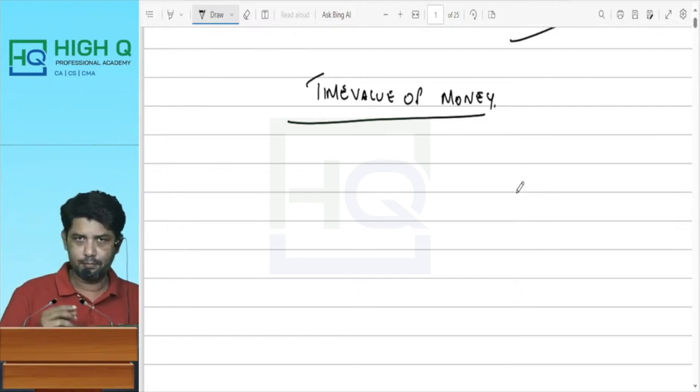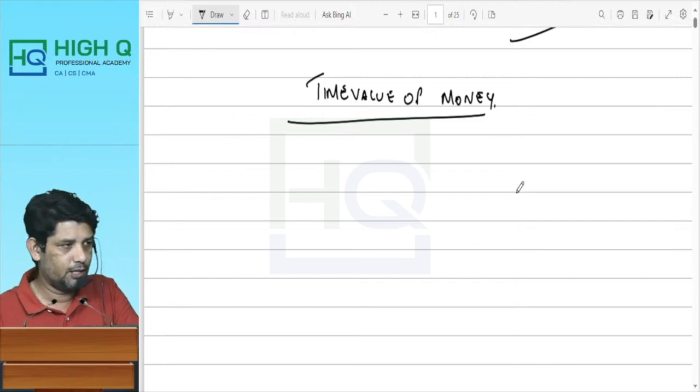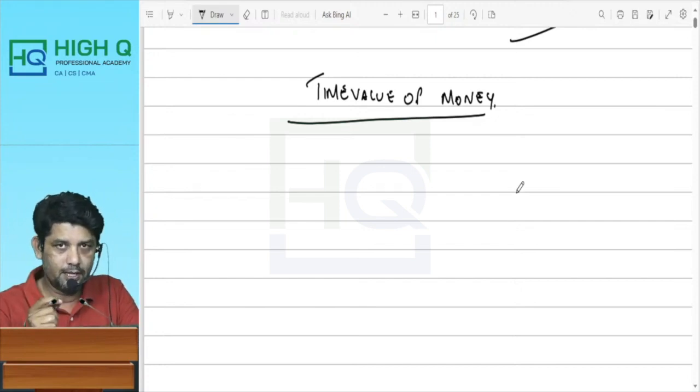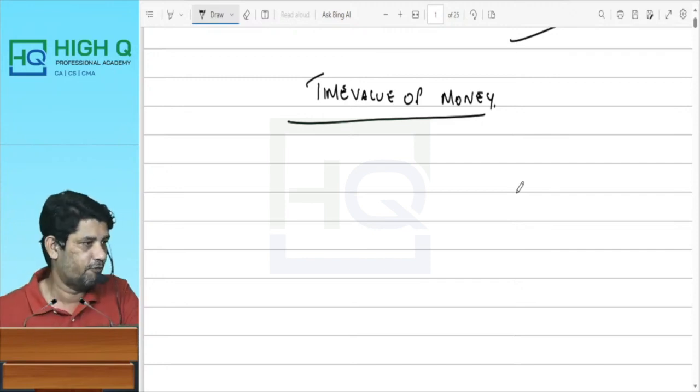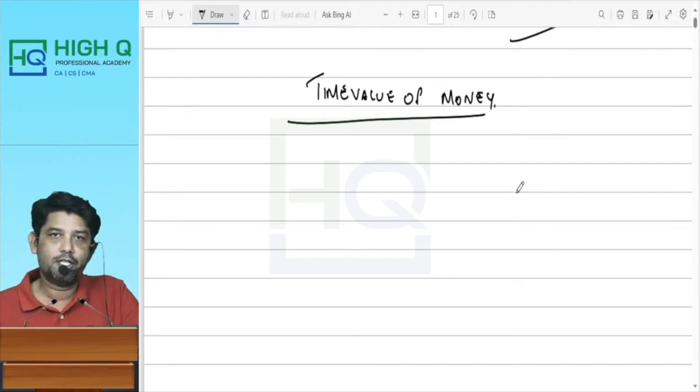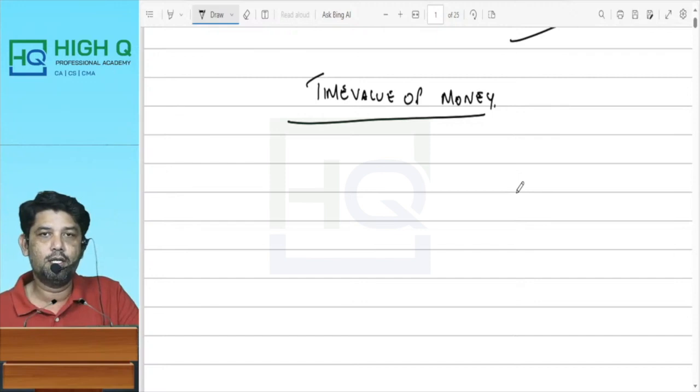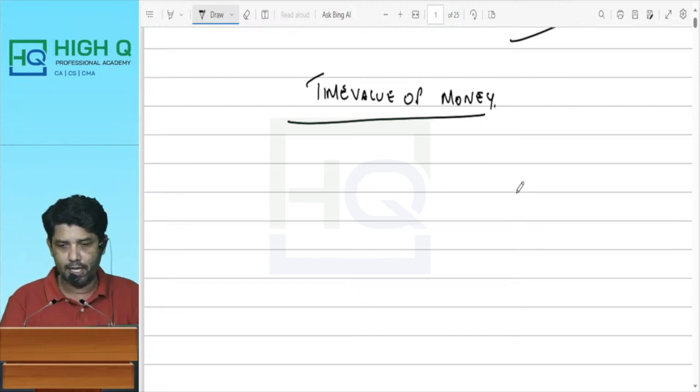At the same time, everyone is confident in time value of money, but still they are losing marks and wasting time in time value of money. So in this session, what we are going to learn is how to save time in time value of money. So please get ready for the action, my dear.